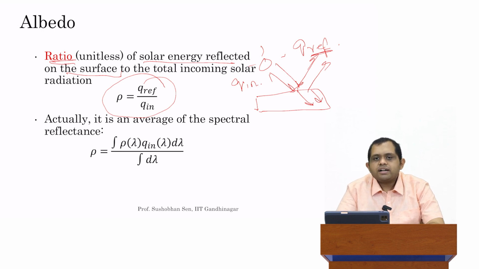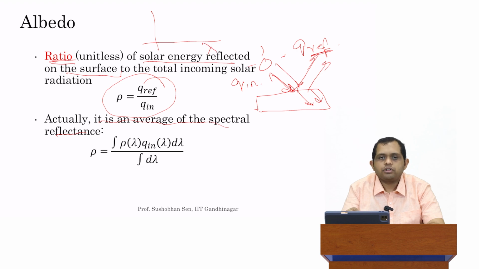But one thing I just want to mention, it's not very important to know in detail, is that albedo is actually the average of the spectral reflectance. So although I just talked about solar radiation, as I'm sure many of you know, solar radiation is actually a collection of radiation of many frequencies, which is what we call the spectrum of the solar radiation.